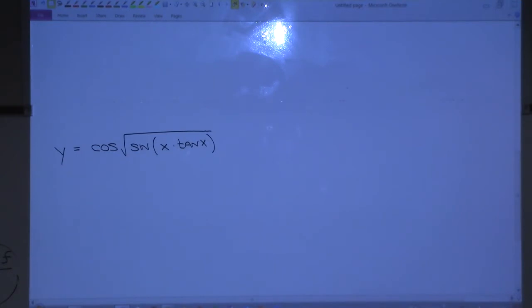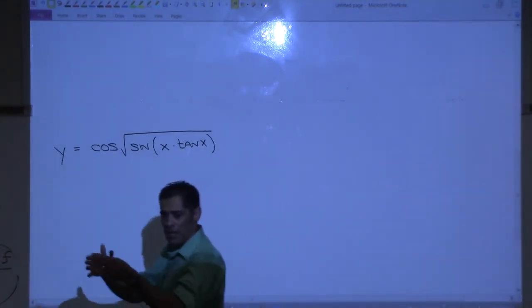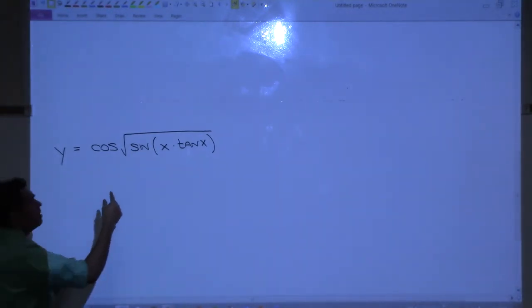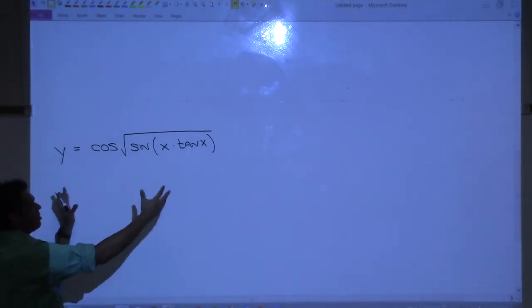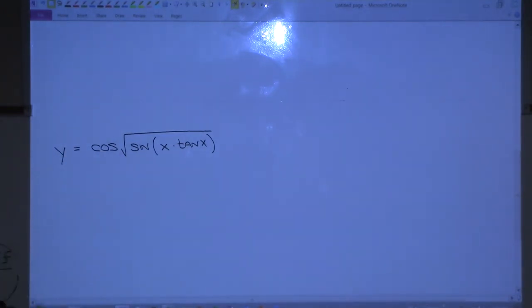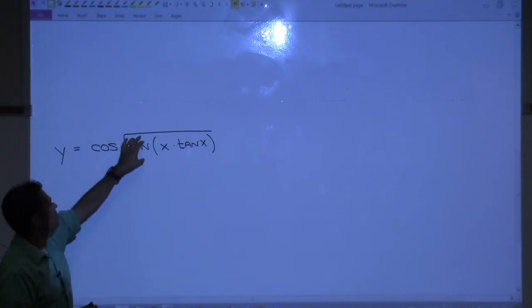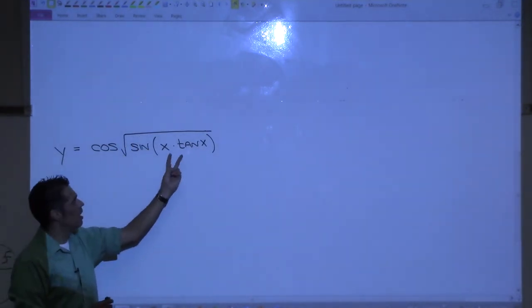Danielle? There you go. Okay. Are you following this okay? All right, so what do you see, Danielle? Okay, so you see like several layers of composition happening, and then inside there you see a product? Yes, is that what I heard? So if you see like mostly composition, what would be your outer function then? Cosine, right? Everyone agree? Cosine of the square root of sine of a product.